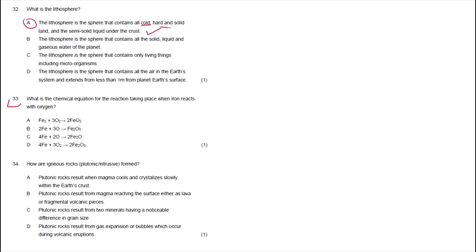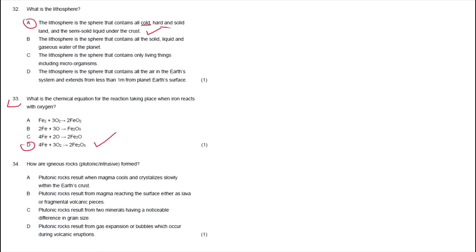And then next, we will move to our next question, which is question 33. Question 33 says, what is the chemical equation for the reaction taking place when iron reacts with oxygen? So the correct answer is D. This is the correct equation.